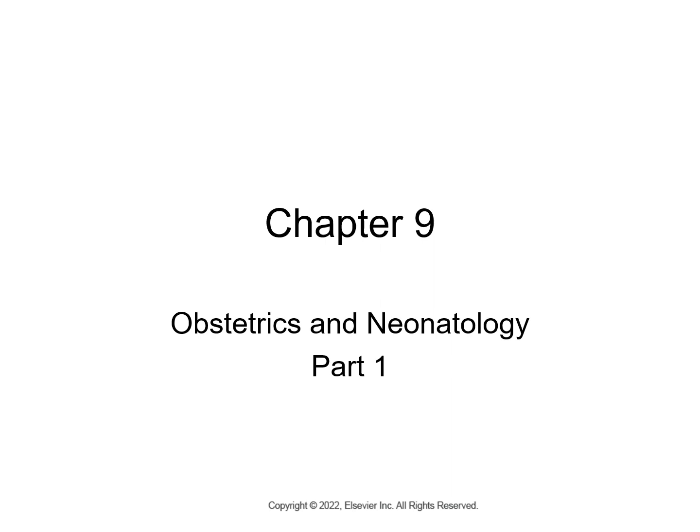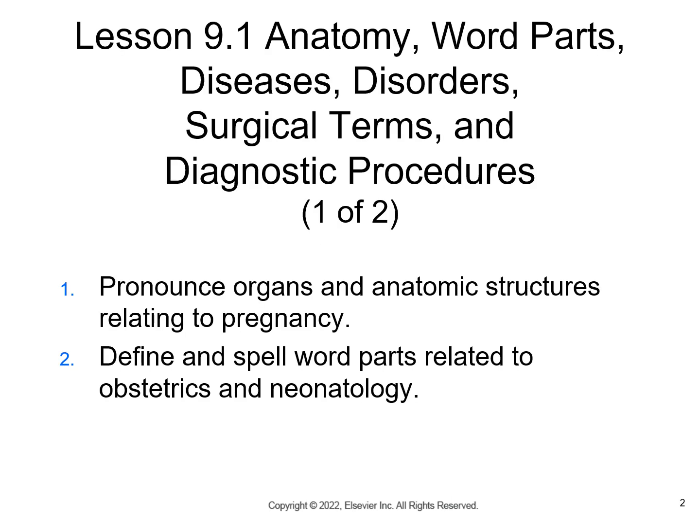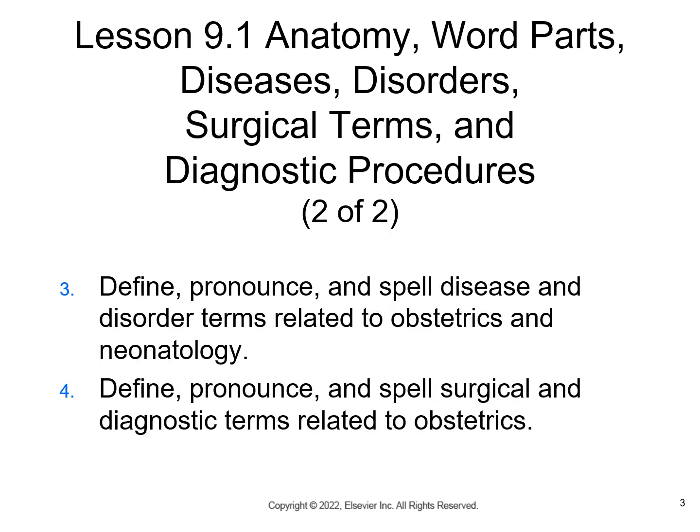Chapter 9, Obstetrics and Neonatology. In the first part of Chapter 9, we're going to pronounce organs and anatomical structures relating to pregnancy and define and spell word parts related to obstetrics and neonatology. We're also going to define, pronounce, and spell disease and disorder terms and surgical and diagnostic terms.